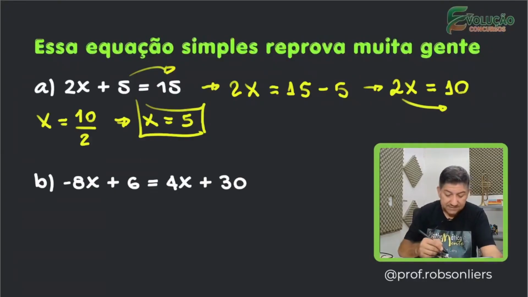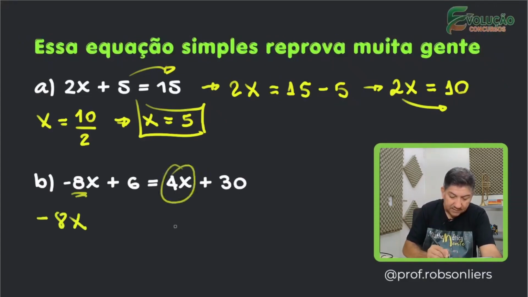Minus 8x plus 6 equals 4x plus 30. What are we going to do here? Everything that has a letter, everything that has a variable, we're going to leave on one side of the equality, and everything that has a number, we're going to leave on the other side. It doesn't matter if you leave it on the left side or the right side, it will give the same result. So I'll take it here, minus 8x, I'll leave it on this side, minus 8x.